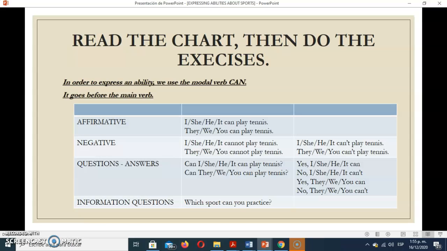It doesn't change. In a negative form, I cannot play tennis. She cannot play tennis. We cannot play tennis. Or can't, which is the contraction.